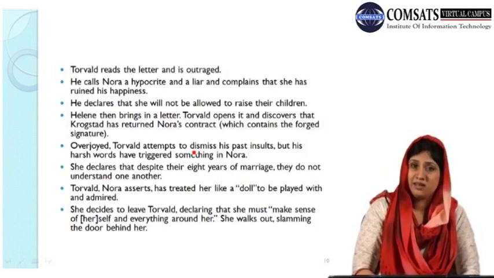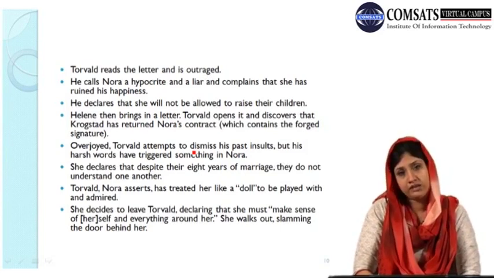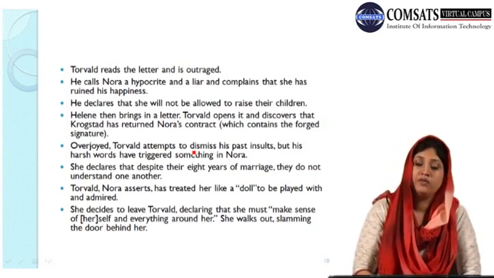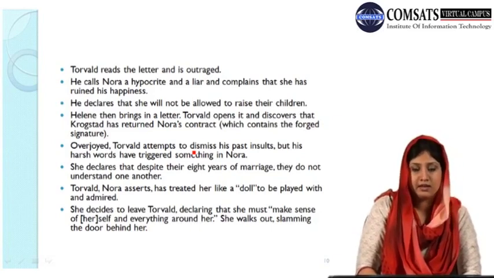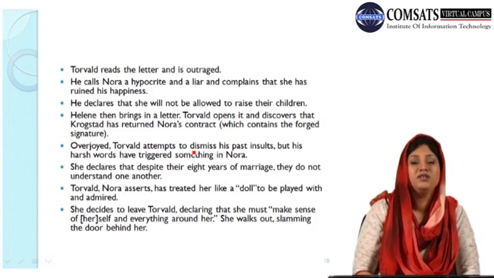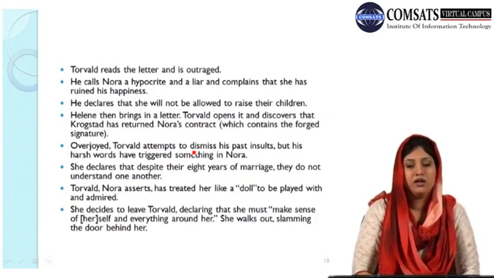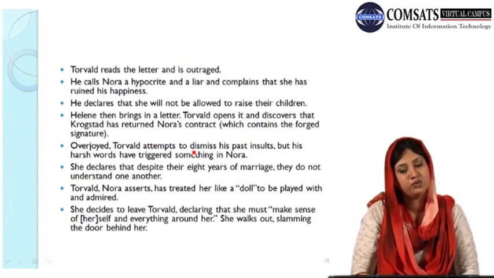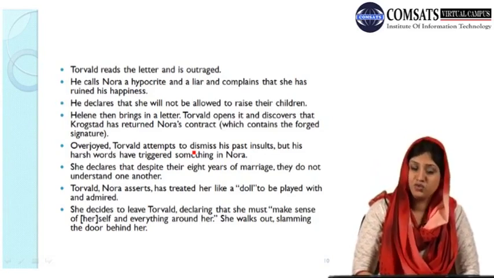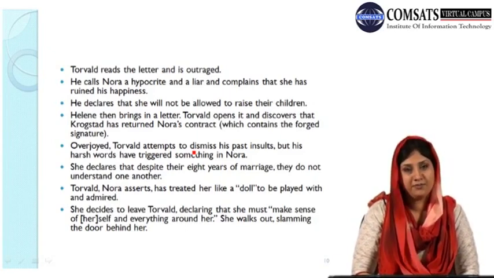That we see in the very next happening when Helen brings up this letter from Krogstad in this envelope, and Torvald finds the contract inside. He's overjoyed. All of a sudden, he's overjoyed. One who was very angry, outrageous, he's overjoyed, and he attempts to dismiss his past insults to Nora. But his harsh words have triggered something in Nora.